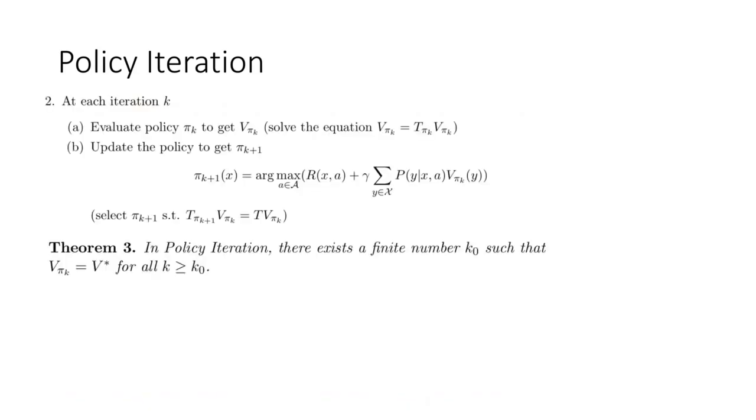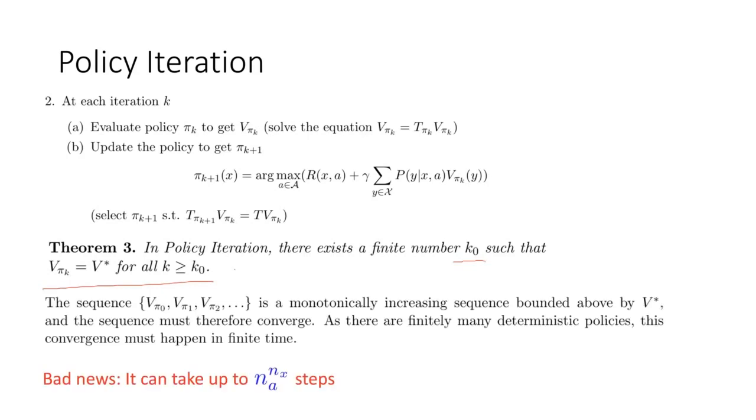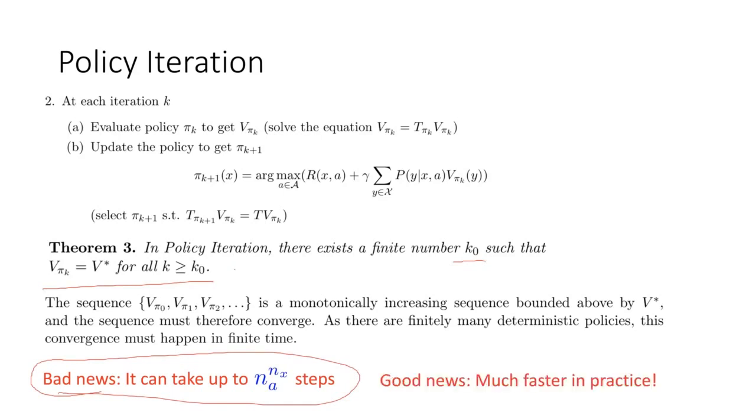To state it more formally, for policy iteration, there exists a finite number k naught such that after that many iterations, you already have the optimal policy. The bad news is that the finite number I talked about can be very, very large. It can be exponentially large in terms of the number of steps, but in practice, it is much, much faster.